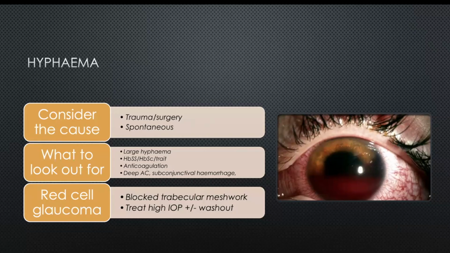And then just a comment on the fact that you can get something like red cell glaucoma, which I've spoken about in the past, and you can get this sort of blocked trabecular meshwork with the red blood cells, and essentially you just need to treat their pressure, and you may want to consider doing a washout as well. Blood can also stain your endothelium, which means even once the blood has settled down, the patient's vision is still poor, and that endothelium, once it's stained, can be very difficult to clean.